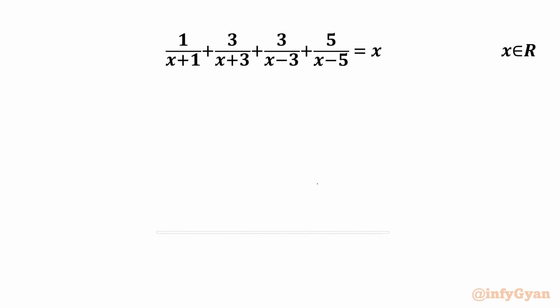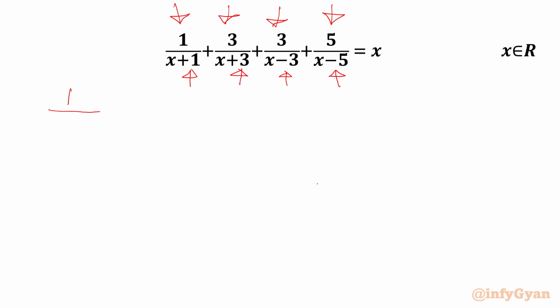If we begin with the immediate LCM step, we should be ready for a degree 5 algebraic equation, and that equation is not going to be solved easily. So what we will do here: we have 1 over here, we have plus 1 over here, we have plus 3, we have plus 3, we have plus 3, we have minus 3, we have plus 5, we have minus 5.